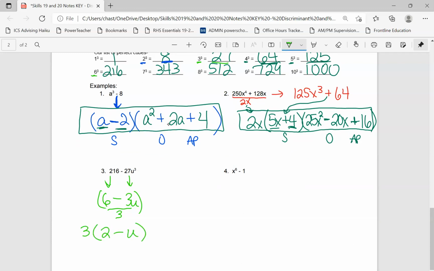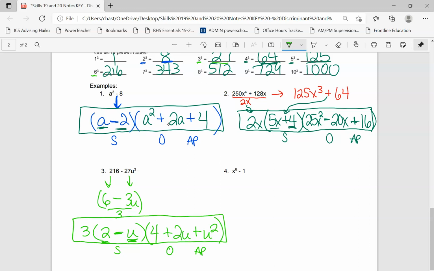And I'm going to use the 2 and the u as I finish this out. So I have minus sign here, opposite sign here, always positive here. And then we just finish it out. 2 squared makes 4. 2 times u is 2u. And u squared goes at the end. There's our factoring. Now note that we could have factored out the GCF of 3 at the beginning as well.